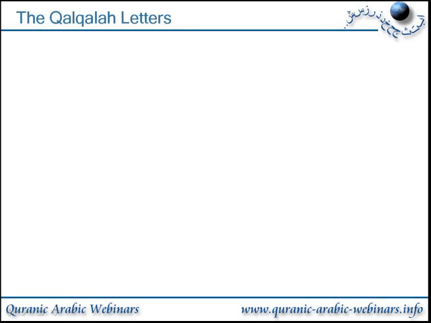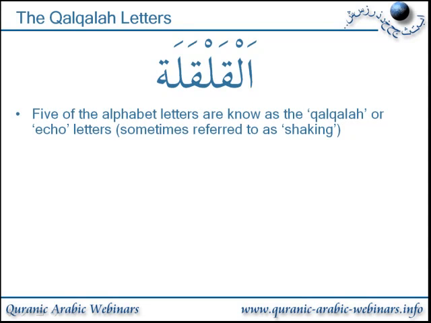So, the echo letters. In Arabic, the term used is al-qalqala. 5 of the alphabet letters are known as the qalqala letters, or what we call in English generally the echo letters. Sometimes they're referred to as shaking, not necessarily the shaking letters, but the term qalqala implies shaking.